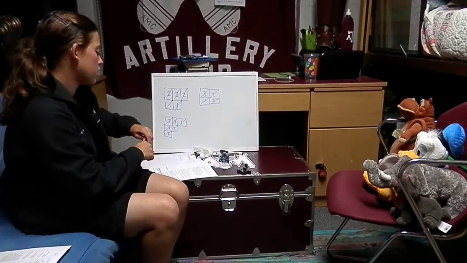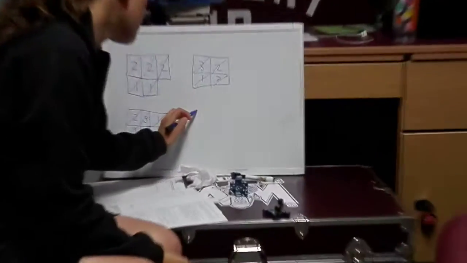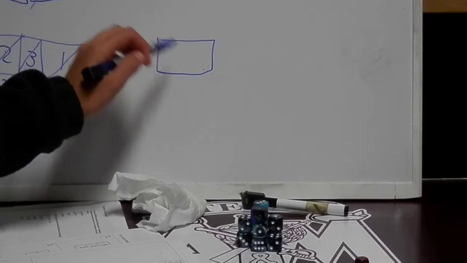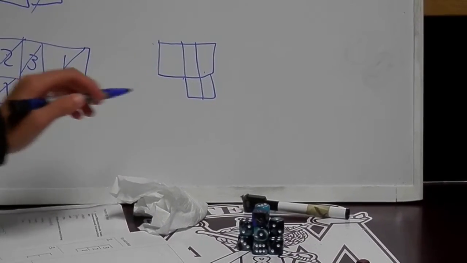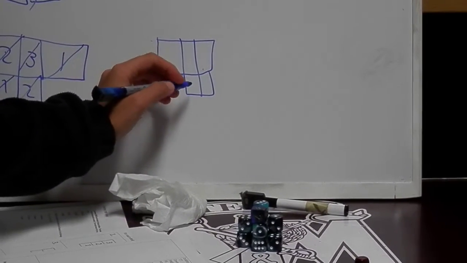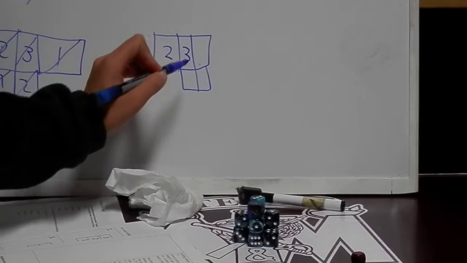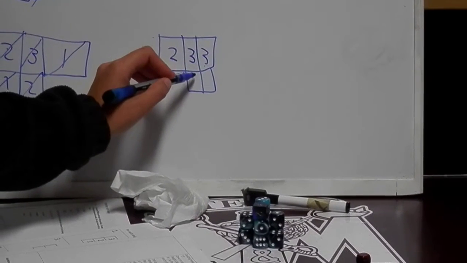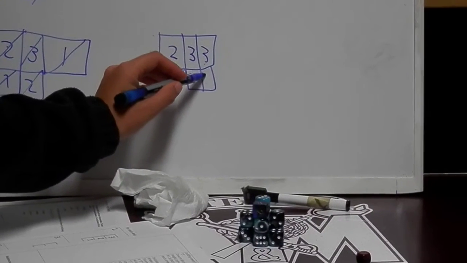Okay. So here's my building, and I have to draw the blueprint. Let's see. Okay. Now we got 2 in the first one, 3 in this one, 3 in the next one, 1 right here, and 3 right here.